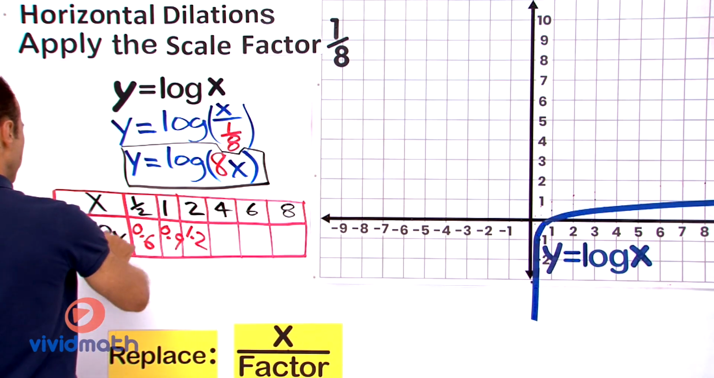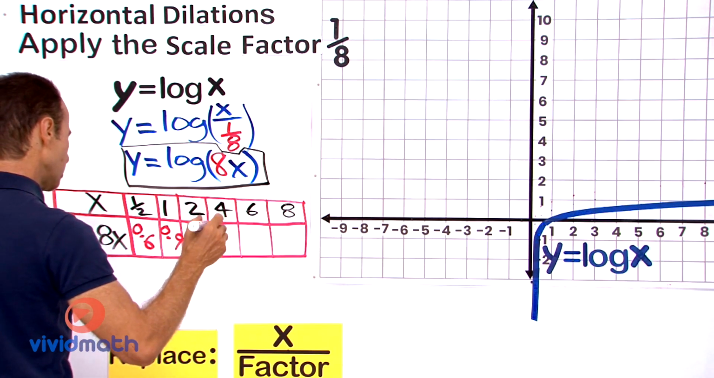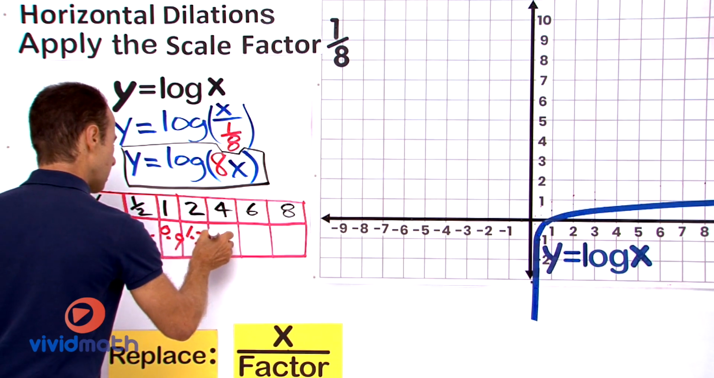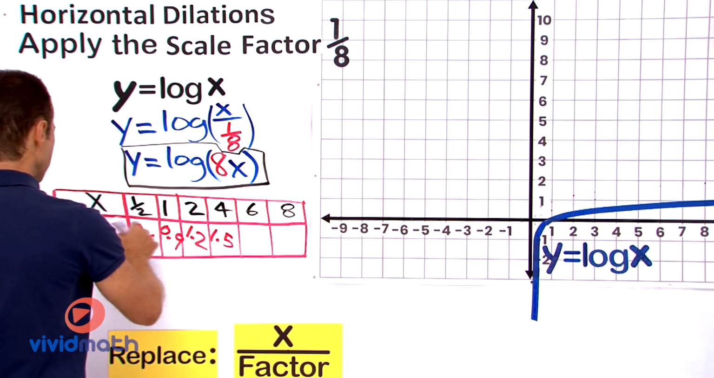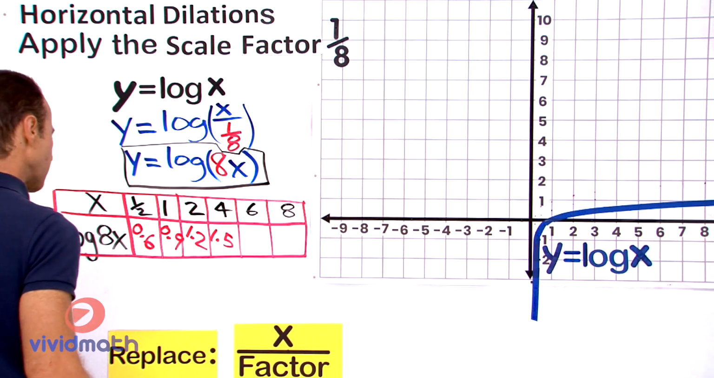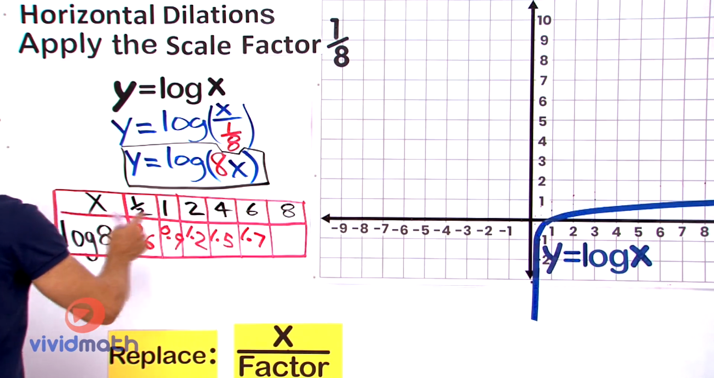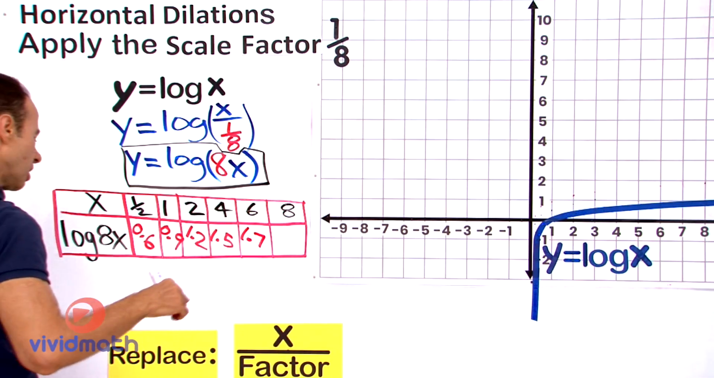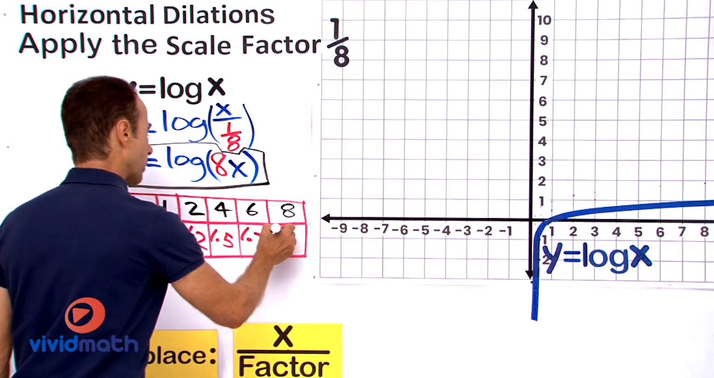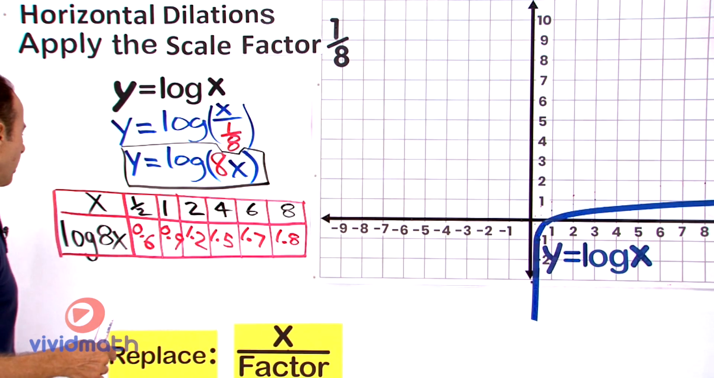Let's go to 4. 4 times 8 is 32. Log of 32 is 1.5 approximately. And 6. 6 times 8 is 48. Log of 48 is going to give me 1.7. And finally 8. 8 times 8 is 64. Log of 64 is 1.8. So it's rising very gently. Let me just put in the points.